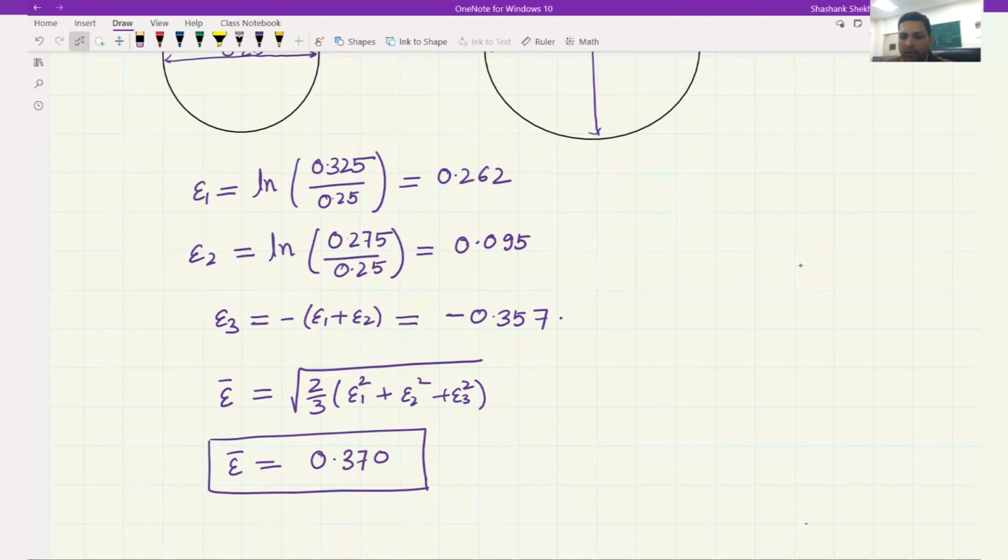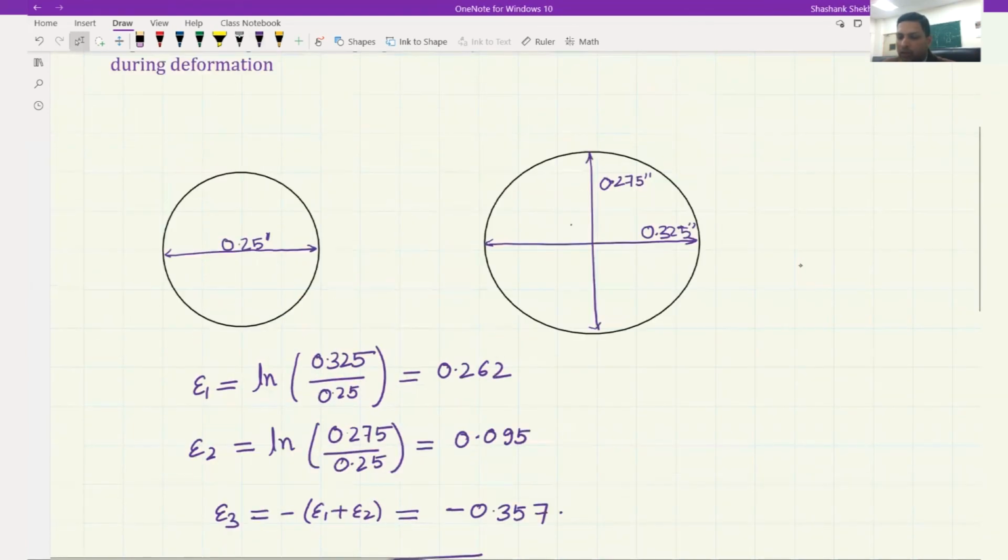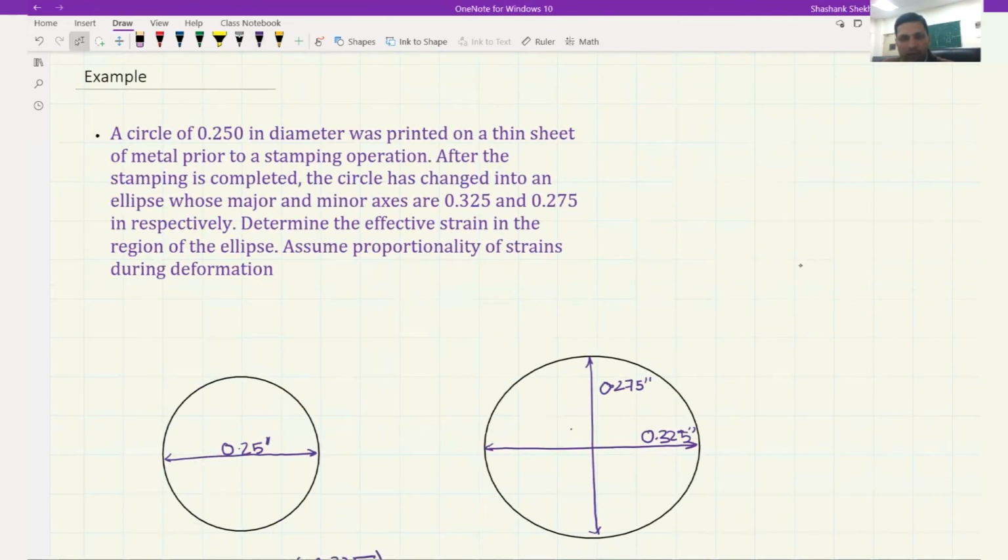Okay, so this was a small topic, and I hope I have conveyed to you the concepts of effective stress, effective strain, and also the importance of the way we have defined it, because then we are able to utilize the true stress, true strain curve from the uniaxial tensile condition as effective stress, effective strain plot. Okay, so with that, we will close this session. Thank you.